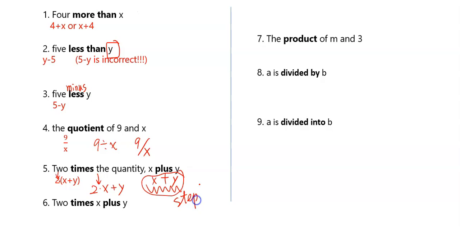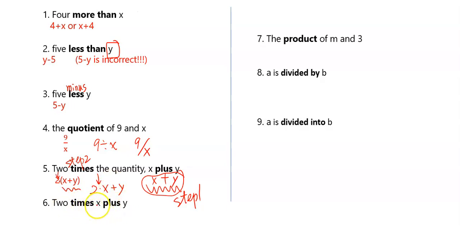Step 1, we have to do addition. And then step 2, we do multiplication. In order to make sure we do addition first, we have to put parentheses around them. That way, because parentheses have higher priority than multiplication, we will do this first, which is what the question wants us to do. Now, 2 times x plus y.